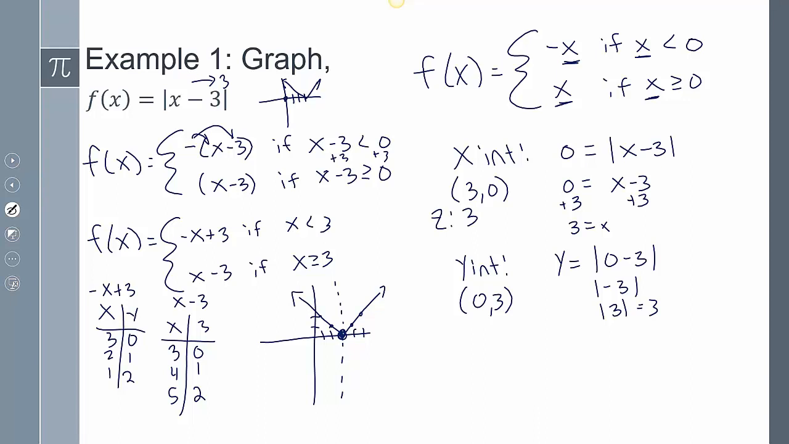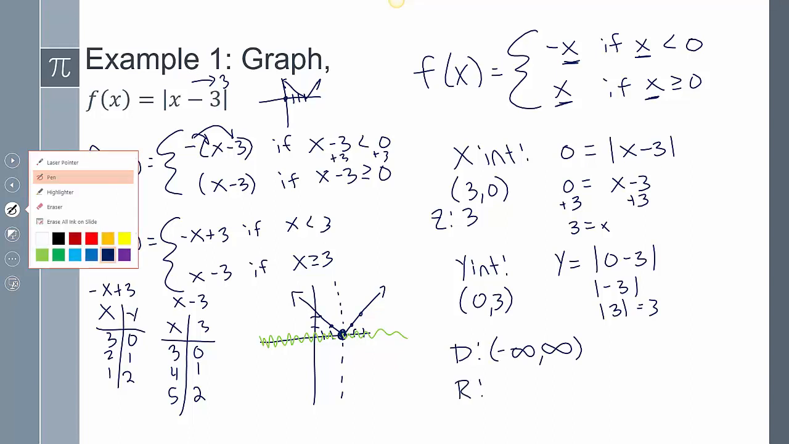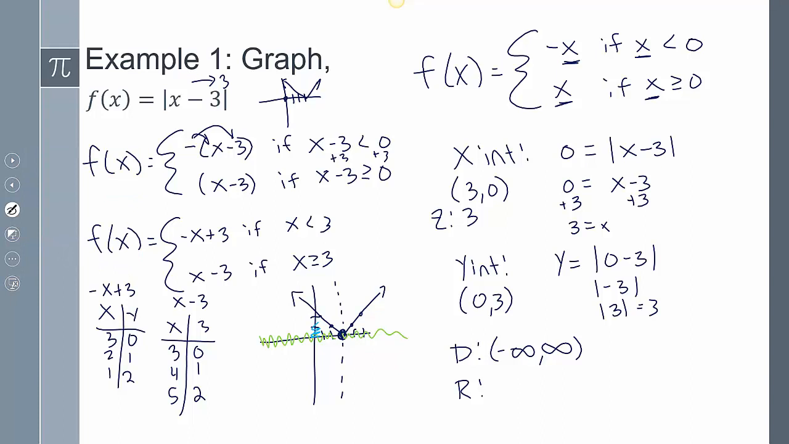If I wanted to find my domain, if I project this along the x-axis here, it's all going to be filled in from negative infinity to positive infinity. My range, if I project it along the y-axis, is going to look something like this, and that's going to go on to infinity there. And so that's going to be from 0 all the way to positive infinity.